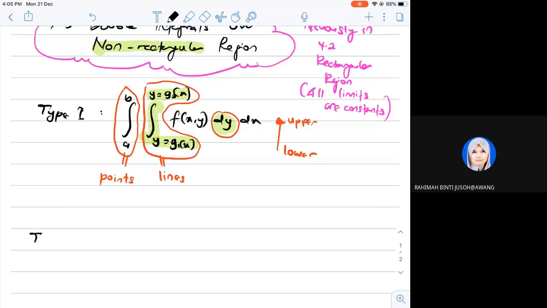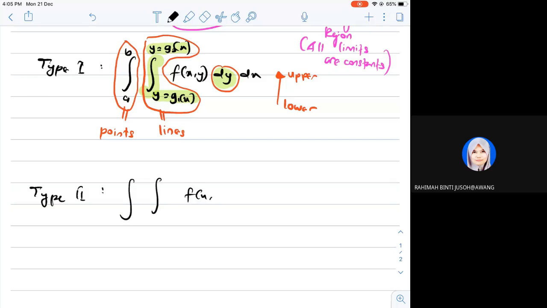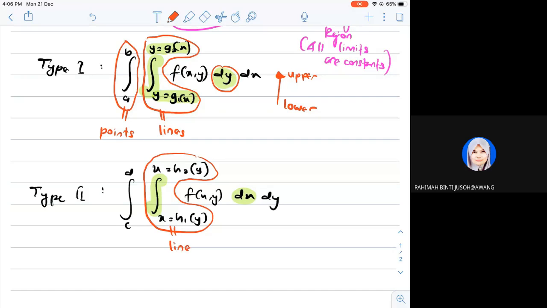Okay, for type 2 integration, again we have double integral f(x,y), right? But now we have dx dy. So the inner limit here are also involving functions, where we have x equals to, let's say, h1(y), and then until x equals to the second function, h2(y). And then, of course, the outer limit should be just a point. So we can say that y is from point C to D. So again, for the inner limit, these are lines or curves, and then the outer limits are just coordinates or points.